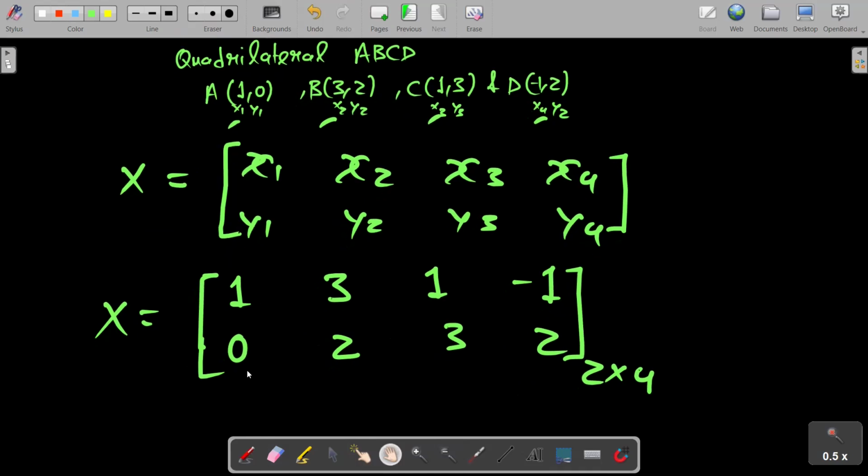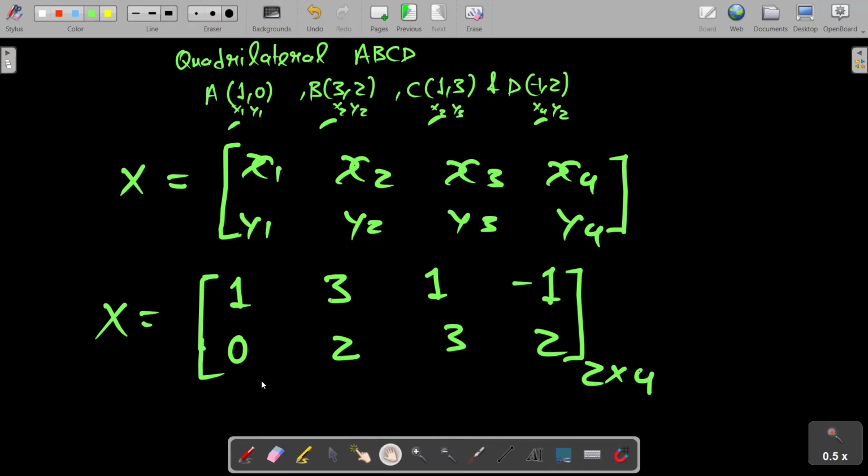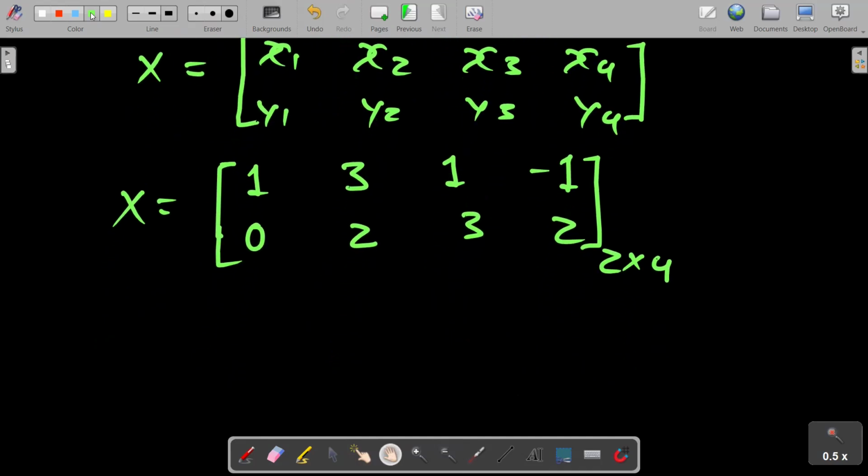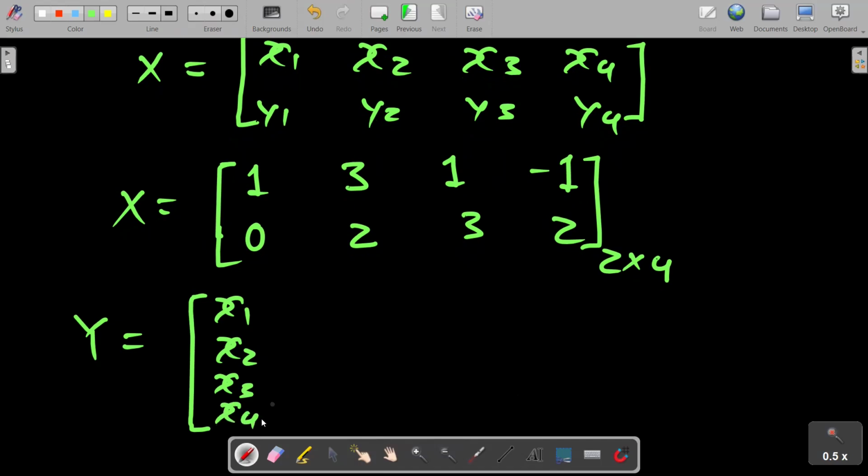Now, we can represent quadrilateral ABCD in another form of a matrix. This time we will represent our matrix by Y, and here all x I am putting in column, x1, x2, x3, x4. So all x are in first column, and I am putting all y's in second column, y1, y2, y3 and y4. So here it will be like this.